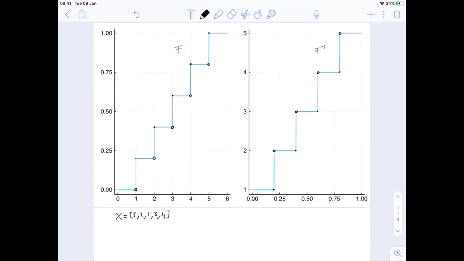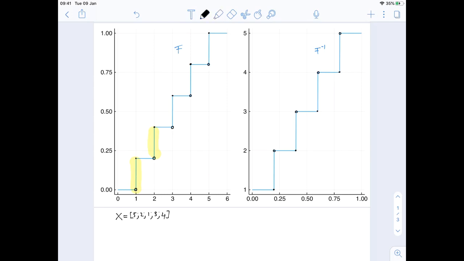Let's illustrate this. Here we have a sample of data points 5, 2, 1, 3, 4, which if we reorder them from smallest to largest, is just 1, 2, 3, 4, 5. So we expect the ECDF to have a jump at each of the integers 1, 2, 3, 4 and 5, and the jump size will be 1 over 5. As you can see, this is exactly what happens. We have a jump size of 0.2 over there, 0.2 over there, etc.